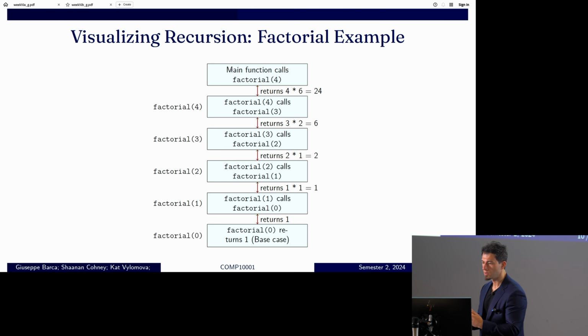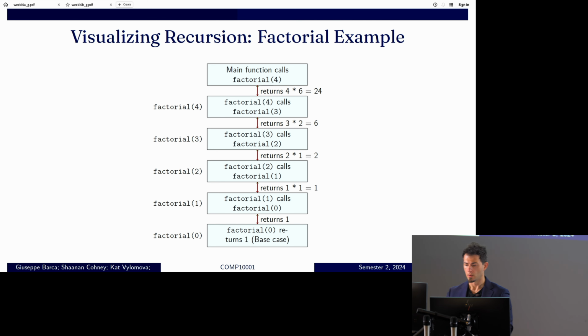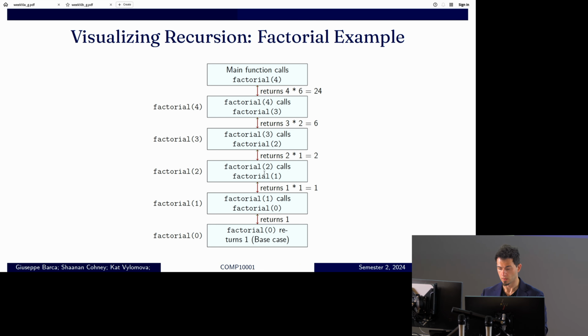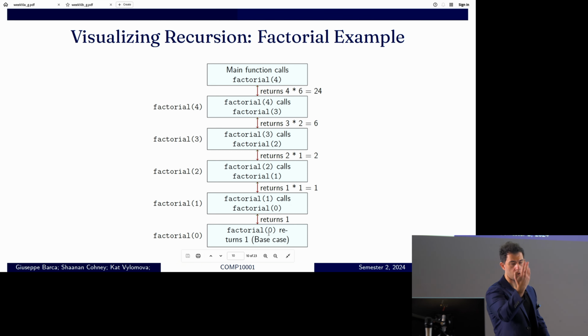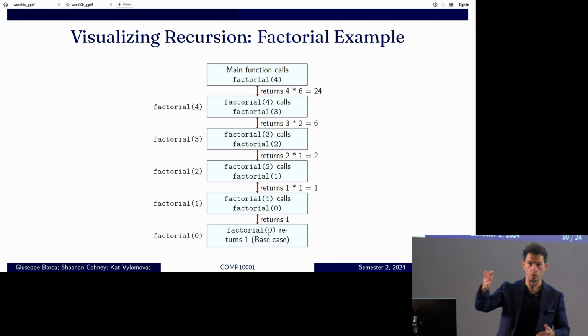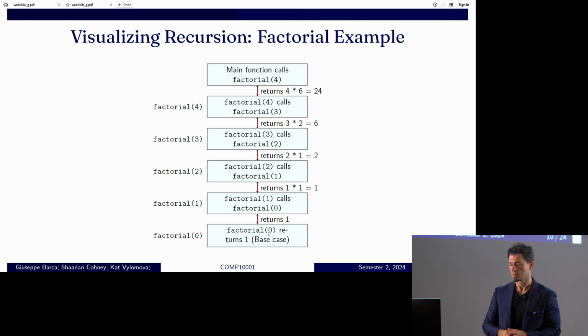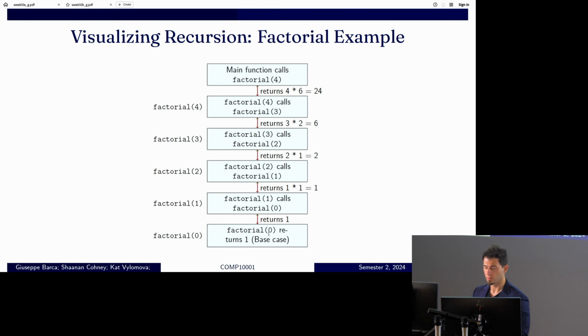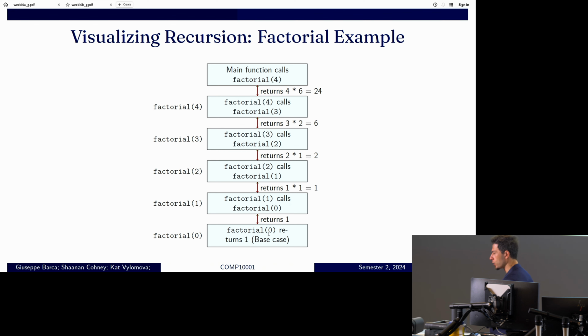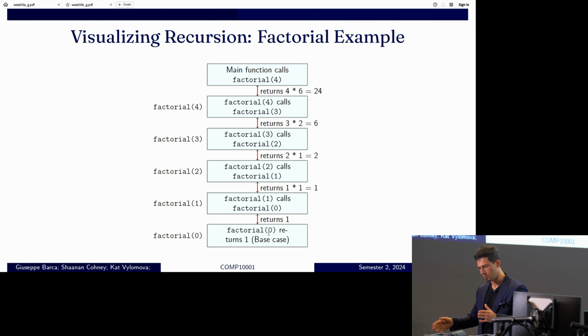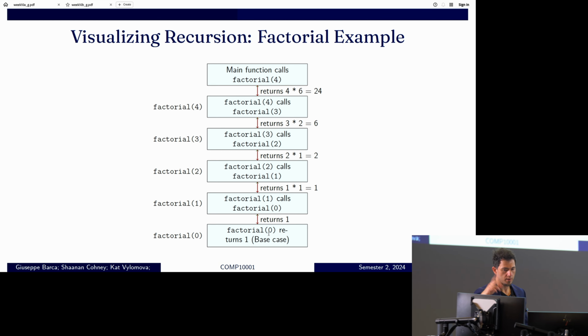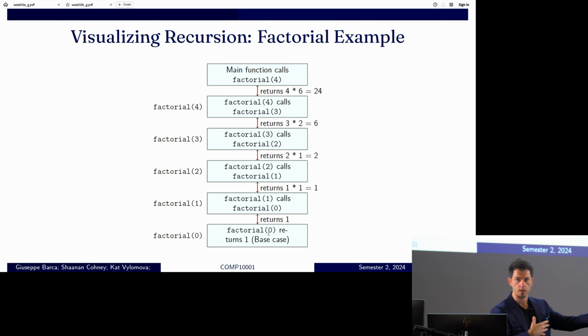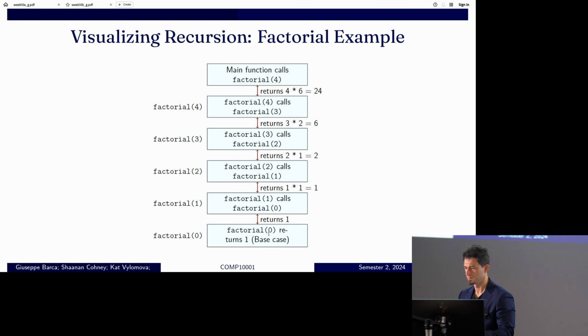If this is for factorial 4, I call factorial 4, then factorial 4 calls factorial 3, which calls factorial 2, which calls factorial 1, which calls factorial 0, that hits the base case. And then we go back up the call stack, returning all the values. Yes, this is called the call stack, which is all the functions that are being called. Since we return each time with the multiplication, we get the final factorial. That's what's going on.